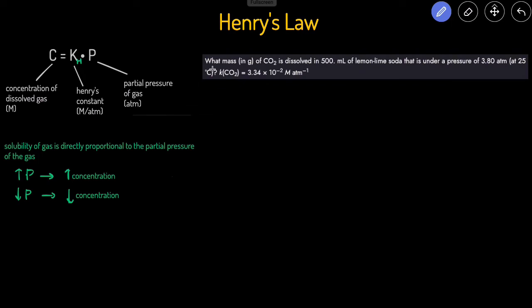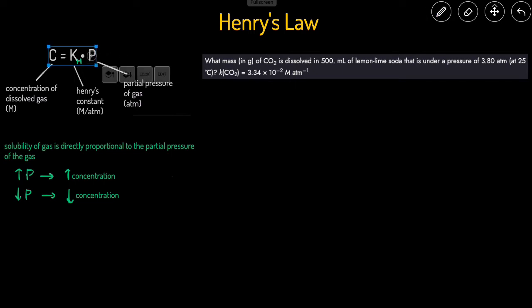This question asks us, what mass in grams of carbon dioxide is dissolved in 500 milliliters of soda that's under a pressure of 3.8 atm at 25 degrees Celsius? And it gives us the Henry's constant, 3.34 times 10 to the negative 2 molar per atm.